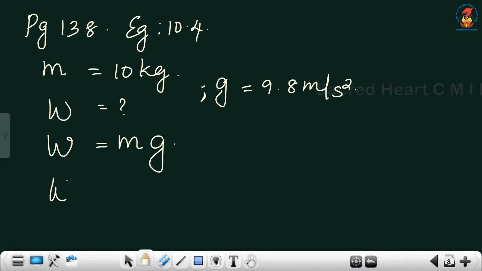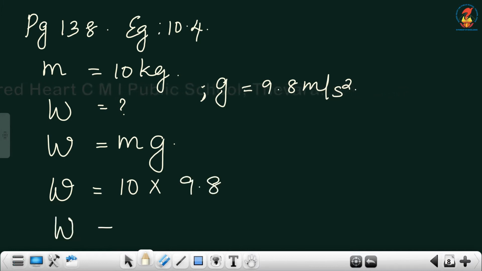Now substituting the value, we get W is equal to mg, that is mass is 10 kilogram, into acceleration due to gravity is 9.8. So you will get the weight of the object as 98 Newton. The SI unit of weight is Newton. So the answer is 98 Newton.